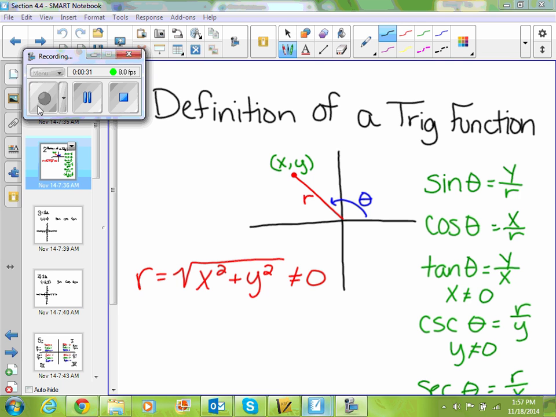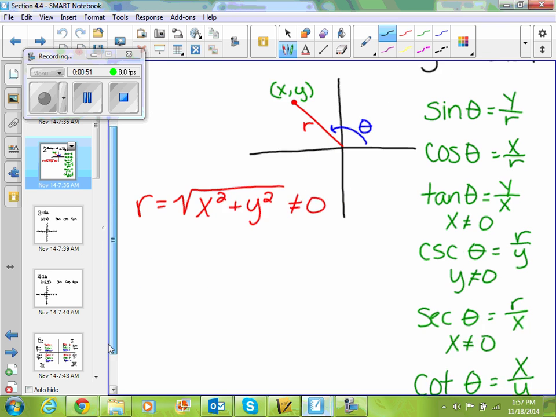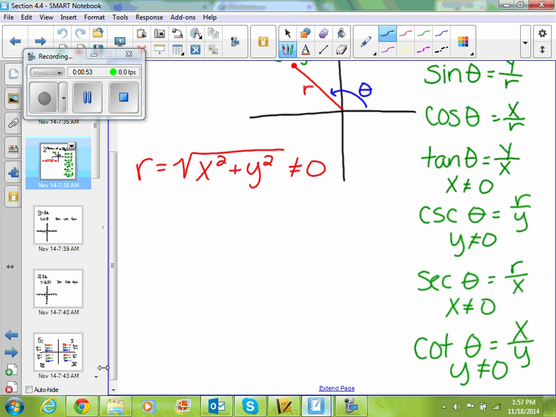So our sine function is always y divided by r, and our cosine function is x divided by r. Tangent is always y over x, with the caveat that x cannot equal 0 because we can't divide by 0. Cosecant is r over y, but y can't equal 0. And then, since we're into our trig functions now, our original functions flipped over. So secant is the inverse of cosine, which is r over x, where x cannot equal 0. And cotangent is x over y, where y cannot equal 0.